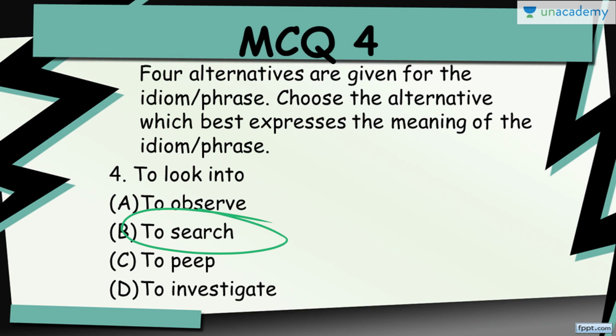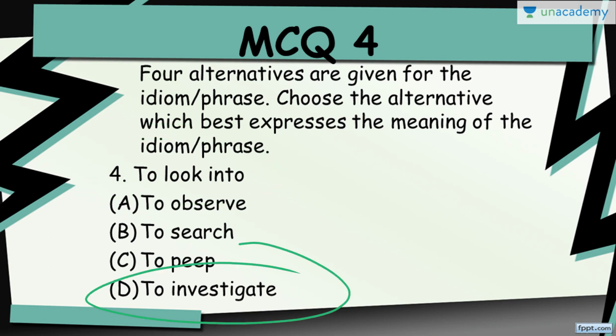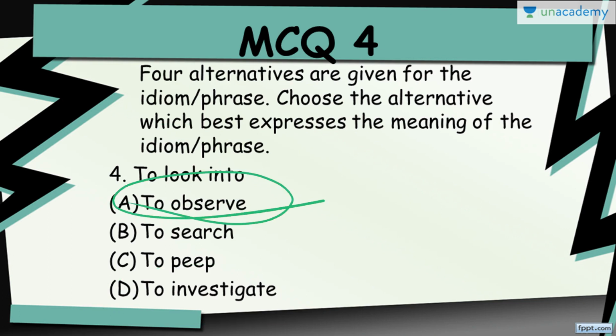When we search for something, the word we use is not into, it is for. Meaning if you are looking for something, you will say you are searching for something. To peep, we do not have a phrase, I guess, for this thing. Then to investigate, that is to look into. We know what it means: to investigate something, to gather knowledge about anything. To observe, no. To search, no, that should be to look for. And to peep, no, we do not have any phrase for it.